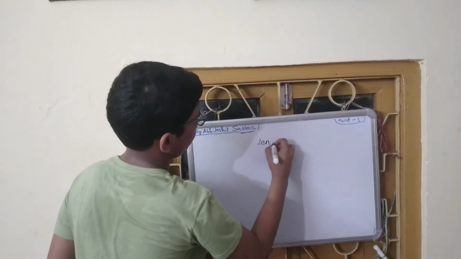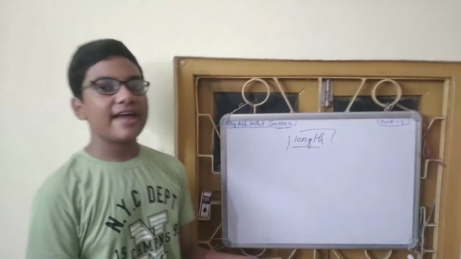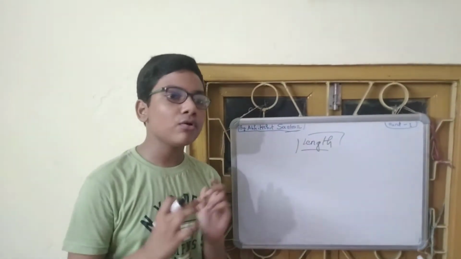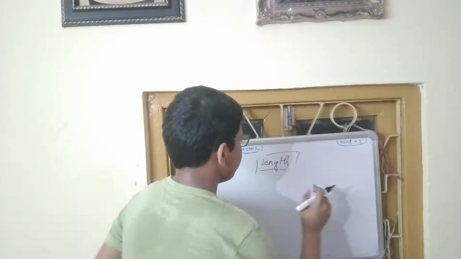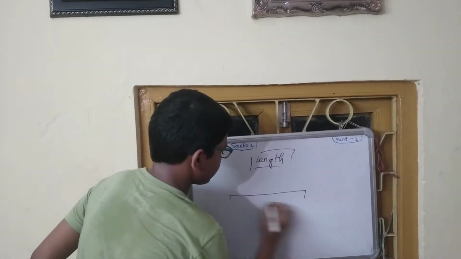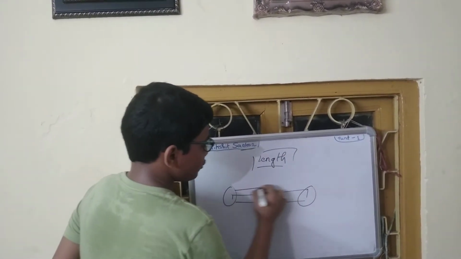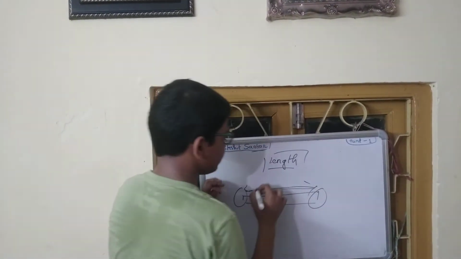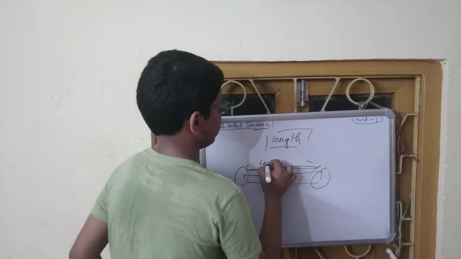Now length. What do we know about the term length? The length is defined as the distance between 2 points on a rod. This is not my own definition. It is defined by a bureau. If there is a rod, and this is one point of the rod and another point of the rod, the distance from one end point to the other is defined by that bureau as length.